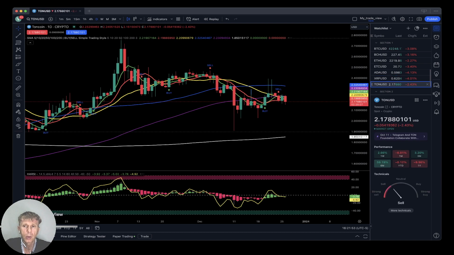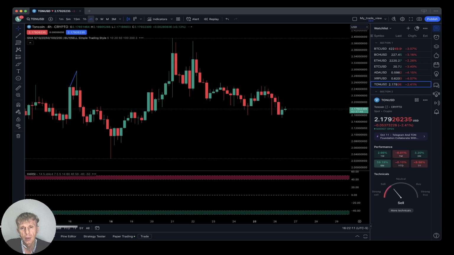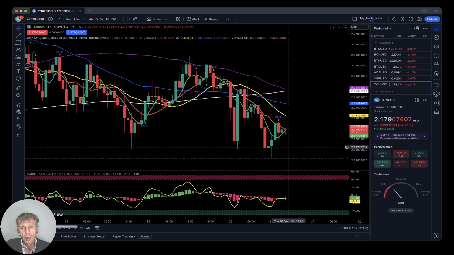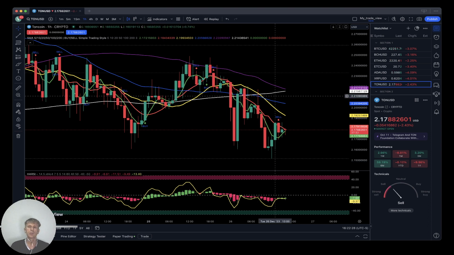Toncoin, minus 2.5% daily time frame. Sell signal, last bar moved below all SMA 5, 10 and 20, 50 and 100, below all moving averages except 200, bearish reversal on daily. 4 hours, last bar below all moving averages, bearish trend. 1 hour time frame, last bar below all moving averages, bearish trend on all indicators. That's all. Very simple, right? Very simple. Let's do summary.